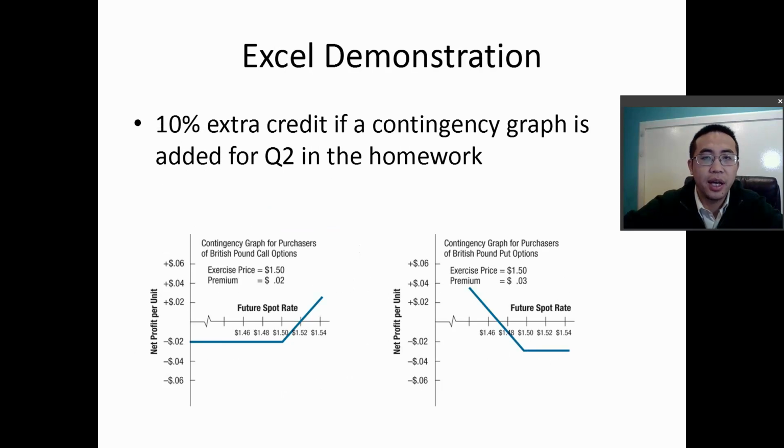And we have done the Excel demonstration for that, and in your homework, you can earn 10% extra credit if you add this contingent graph created by Excel. So this is the profit contingent on the spot rate. For a call option, the spot rate gets higher, the option buyer makes more money. And for a put option, when the spot rate gets lower, the put option buyer makes more money.